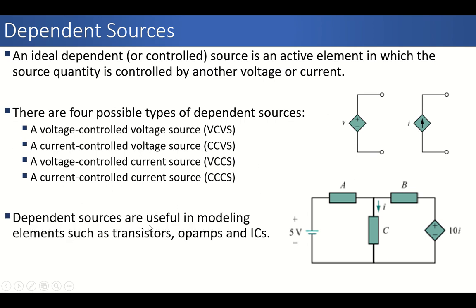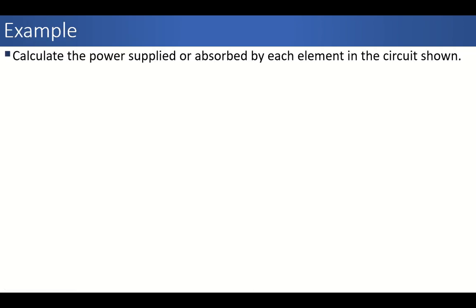So dependent sources are useful in modeling elements such as transistors, operational amplifiers, and ICs. Especially electronic elements are modeled using these kinds of sources. A transistor could be a current controlled current device, or a current controlled voltage device, or an operational amplifier, or any kind of integrated circuit. So let's see some examples.